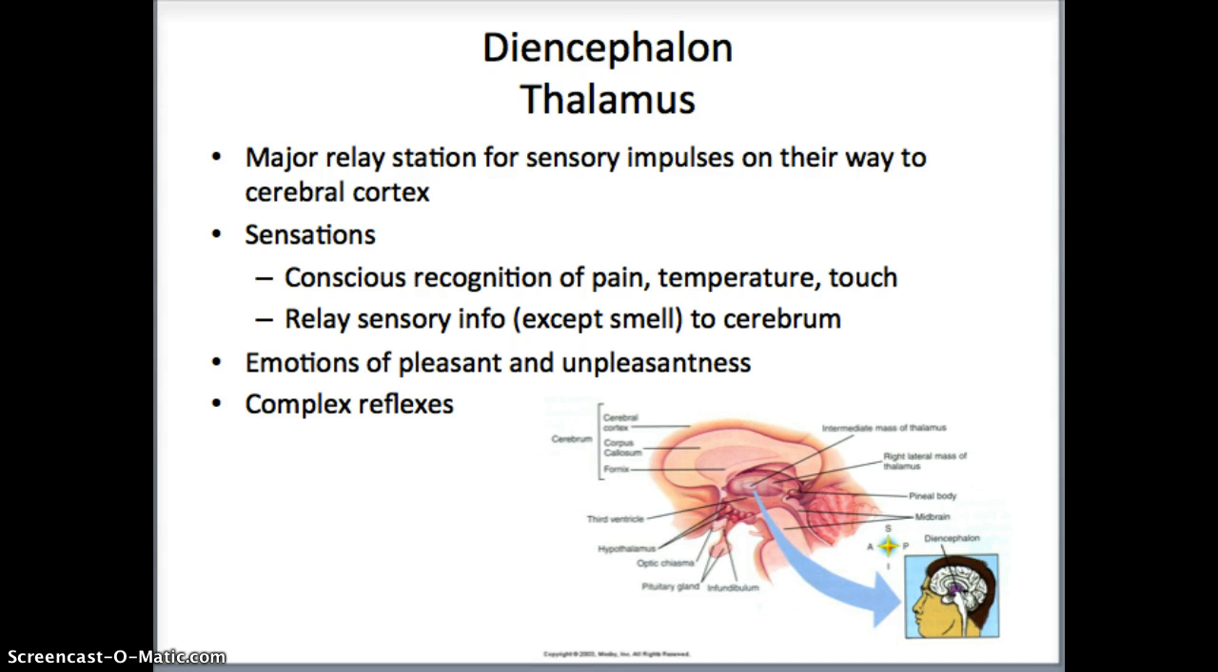So the thalamus is what receives all the impulses except for smell. And what it does is it will send it to the appropriate parts of the cerebral cortex, the gray matter of the cerebrum. Around the outside of your cerebrum in that gray matter, the sensory receptors for the different parts of your body are located in different areas. And I'll show you a diagram of that tomorrow. So it will send the impulse to the correct area so that you can respond appropriately. It also maintains your emotions of pleasantness and unpleasantness so that you can respond accordingly.